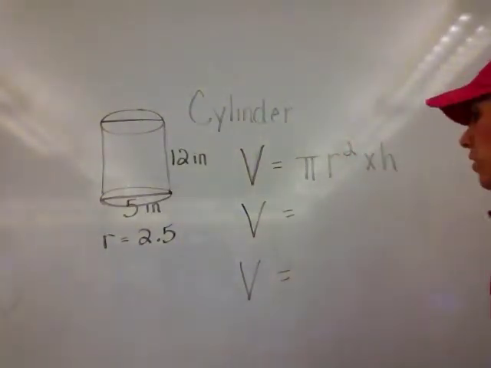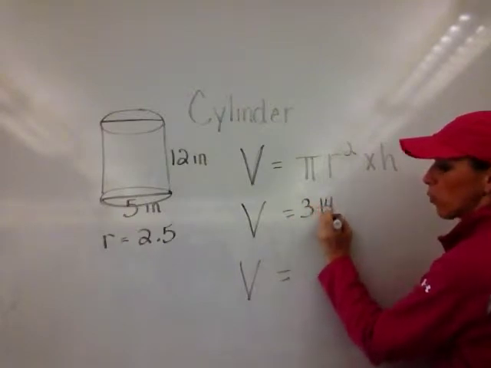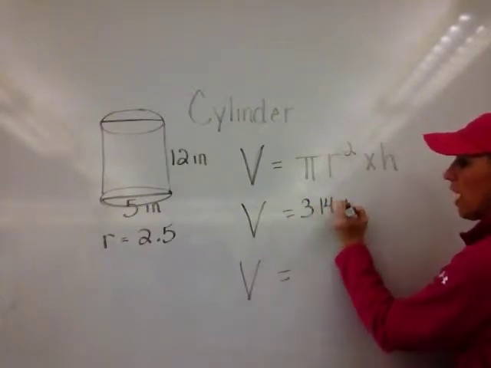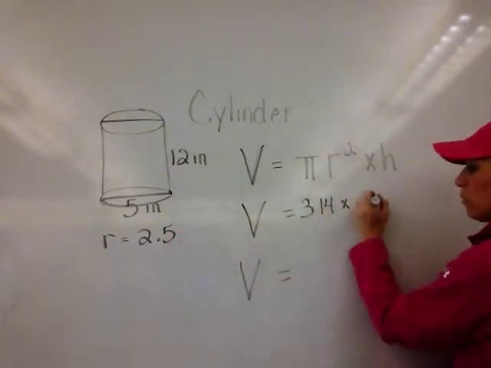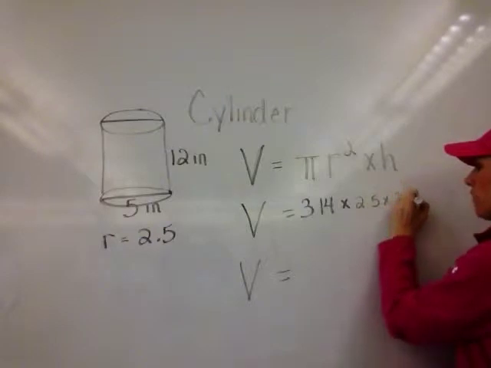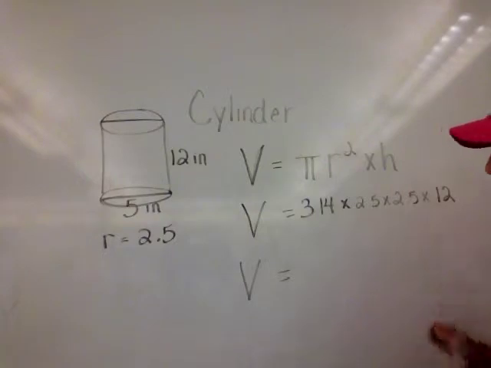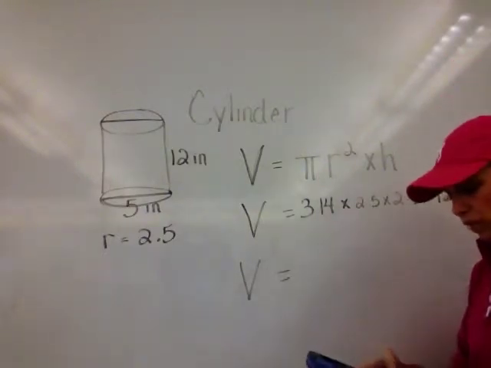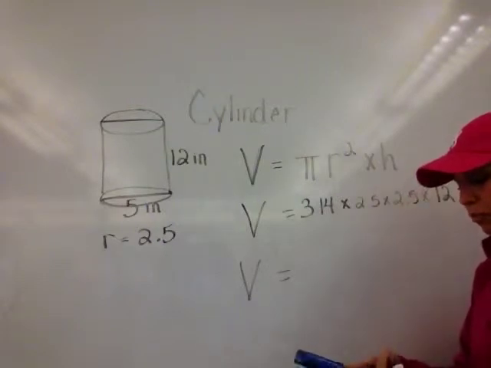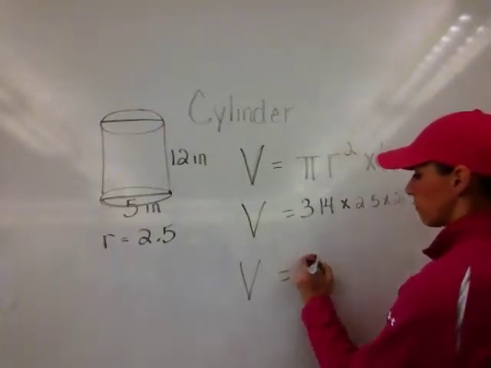Okay, now I can plug the numbers into my formula. I start with pi, so I write 3.14, or you may use your pi button. Then I'm going to do times the radius twice. So the radius is 2.5, so I do 2.5 times 2.5 times the height of my shape, which is 12. Am I running off the board here? I'm very close. Then I punch that all in my calculator. If I do 3.14 times 2.5 times 2.5 times 12, I get 235.5.